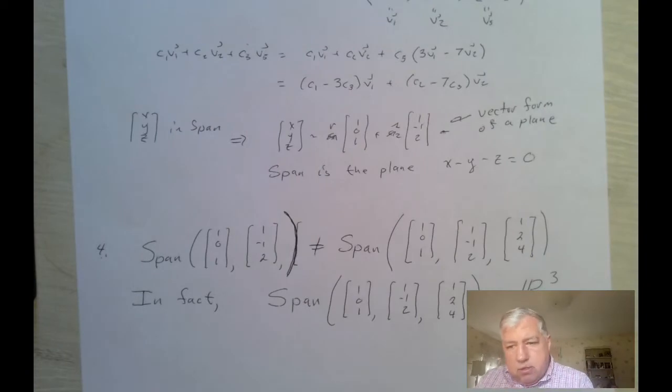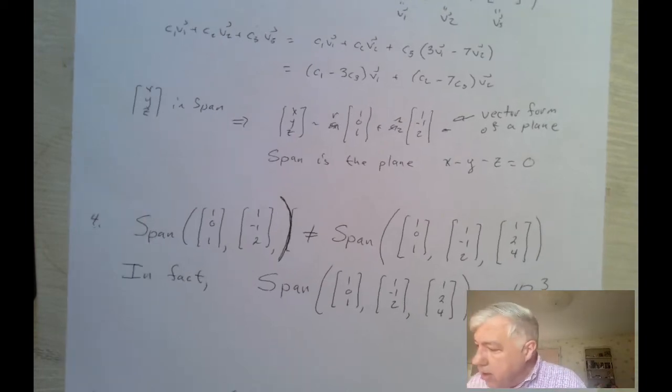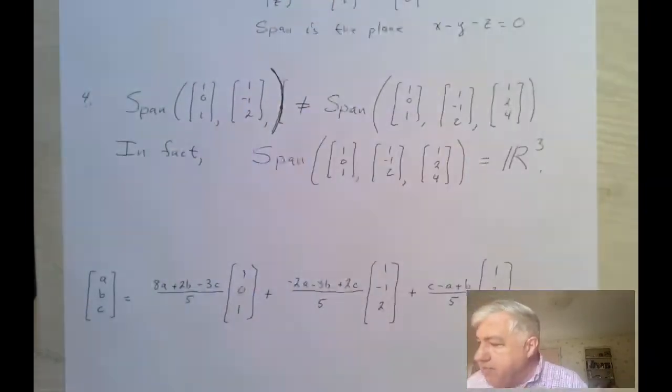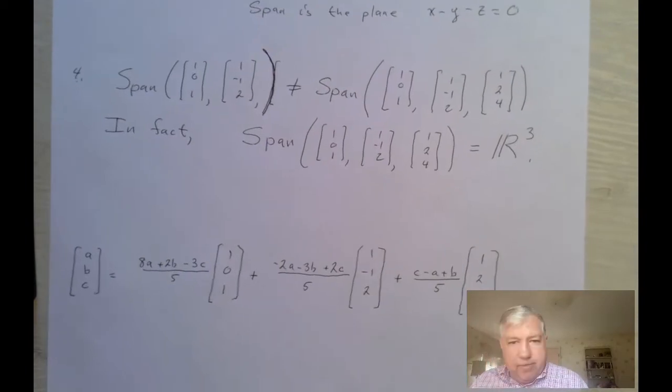Now, in general, if you take the span of any two vectors, as long as they're not multiples of each other, the span of two vectors is going to be a plane in R3. All right, and there's a reason for that. We'll come back to that very shortly.